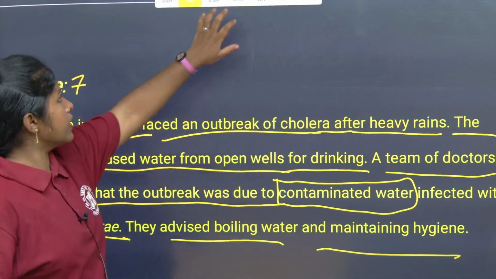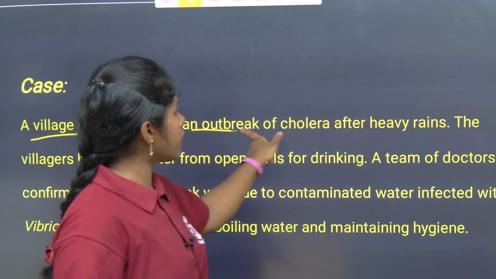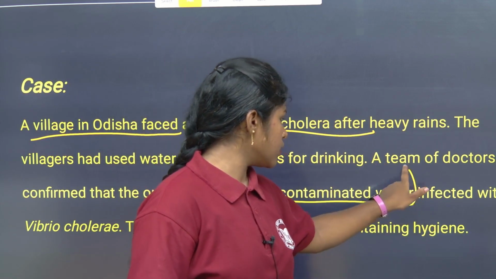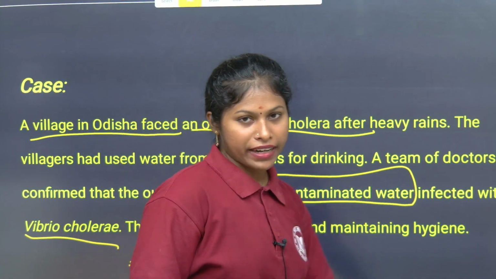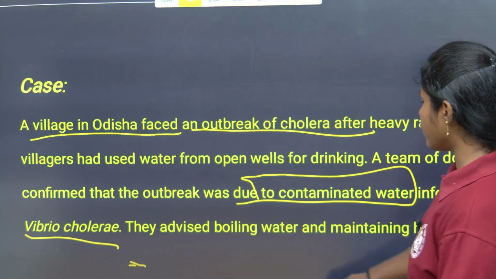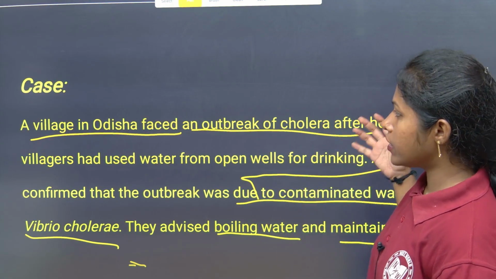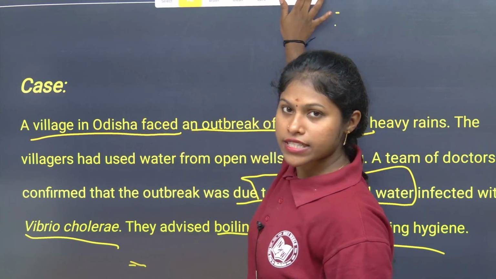So here they said that the outbreak of cholera happened due to contaminated water, because it is infected with Vibrio cholerae, which is a bacteria. So they advised boiling water and also maintaining hygiene conditions. For the given scenario, children, they ask questions. Let's see what type of questions they asked.